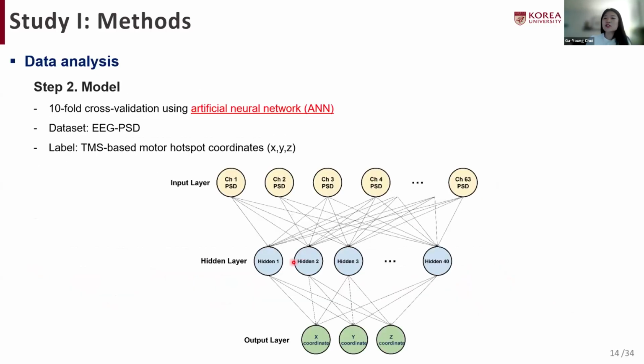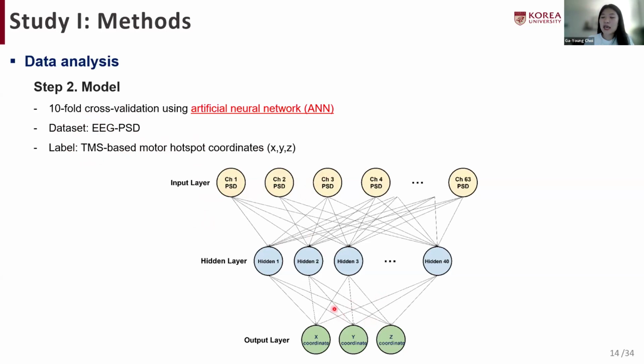And then an artificial neural network model, as it looks like here, was used to estimate the motor hotspot location using the PSD features, where a 10-fold cross-validation was performed with early stopping to prevent overfitting. Among the 10 folds, 9 folds of PSD features of each channel were used as training data with the 3D coordinates of the motor hotspot identified by the TMS approach as labels. Then the remaining 1/10 of PSD features were fed into the trained ANN model as the test data set.